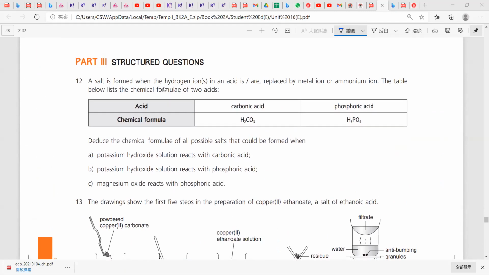A salt is formed when hydrogen ions are replaced by metal ions or ammonium ion. The table below lists the chemical formula of the two acids. Deduce the chemical formula of all possible salts that can be formed when these two react. What will you get? Now, for those who know the answer, you may write it on the screen. I'll give you 3 minutes as a start.